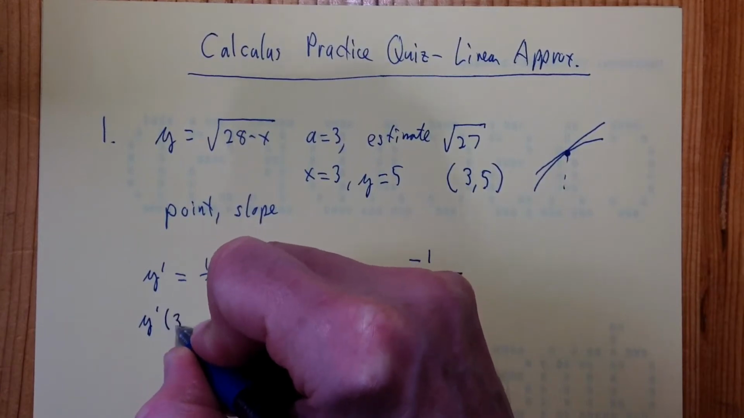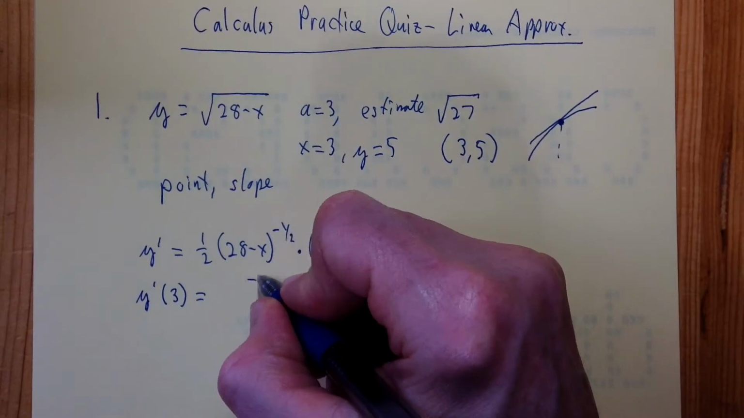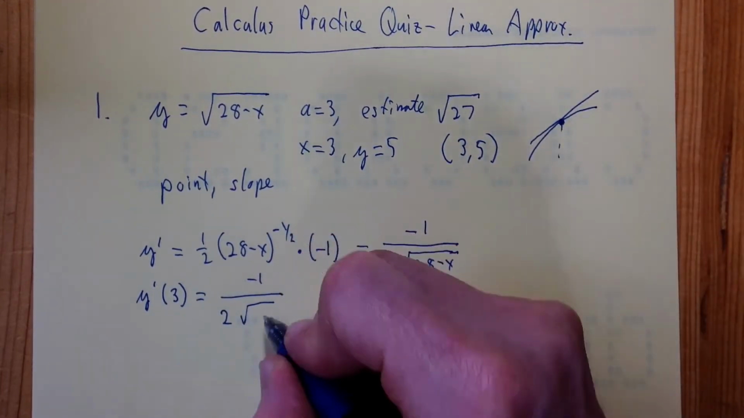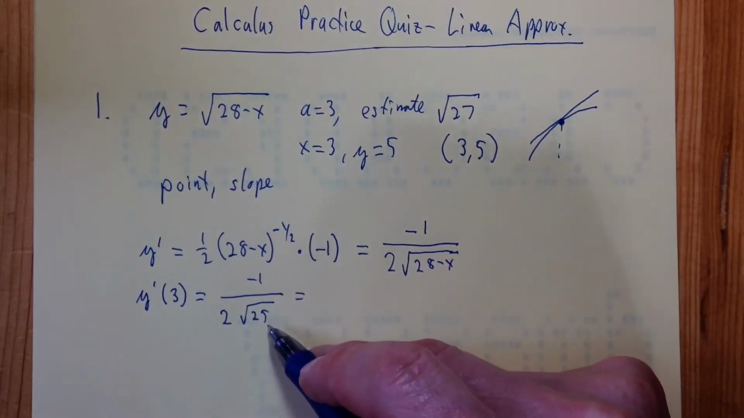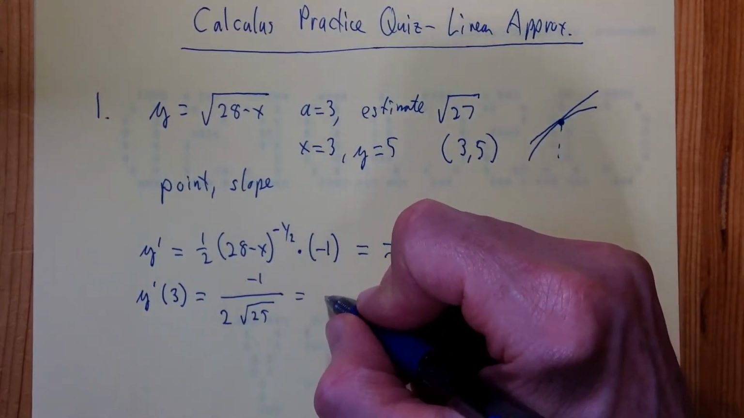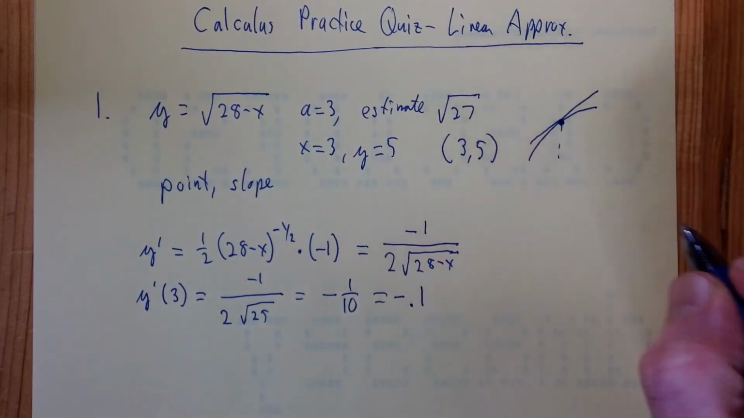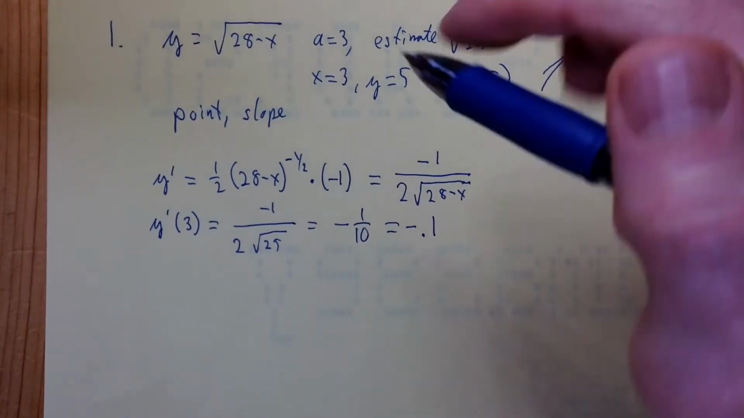So y prime at 3, we just plug in 3 there. That's negative 1 over 2 square roots of 25. Square root of 25 is 5, so that's negative 1/10, which maybe we can just write as negative 0.1, a little bit easier. Okay, so that's our slope. Now we're ready to write our formula.